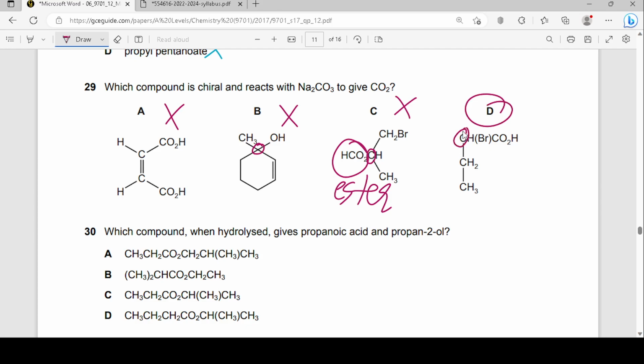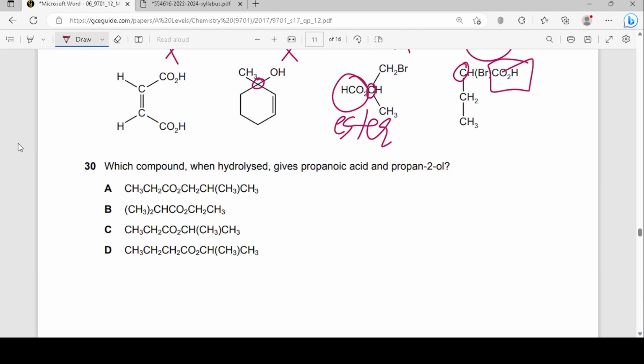But if I look at this carbon atom, it is chiral because it has one H group, one Br group, one COOH group, and one CH2CH3 group. So it has four different groups attached, and the CO2H group means that this compound will react with Na2CO3 to give you CO2 effervescence. So yeah, D is right, and I will circle D. I already circled D in fact.